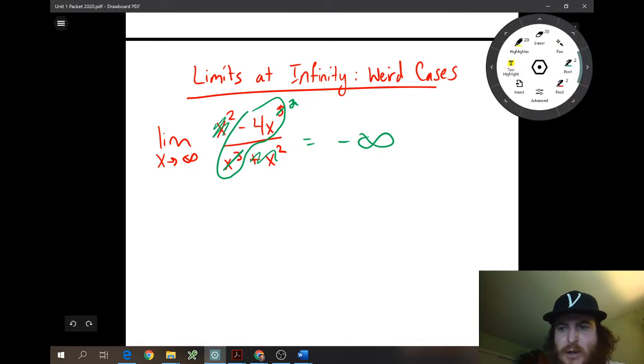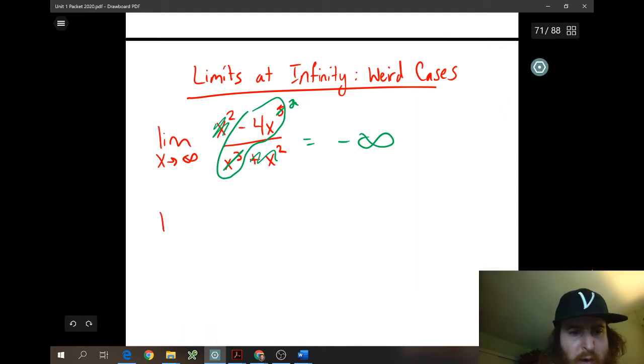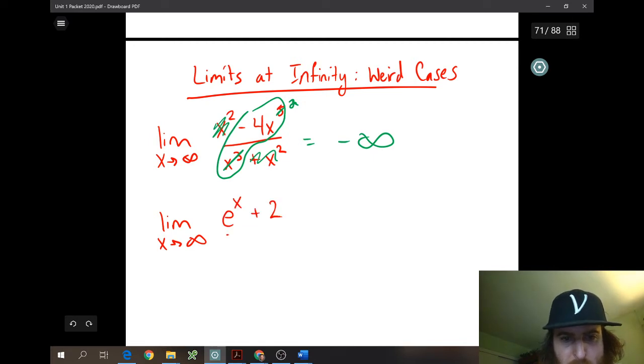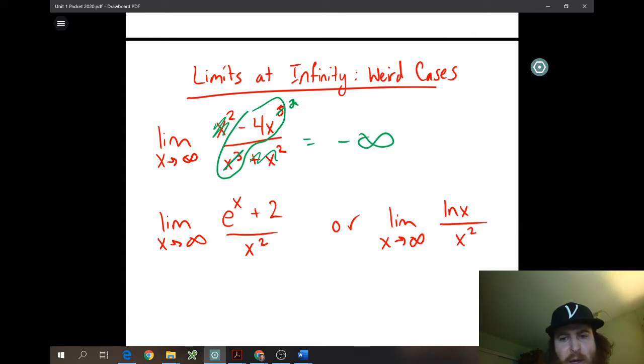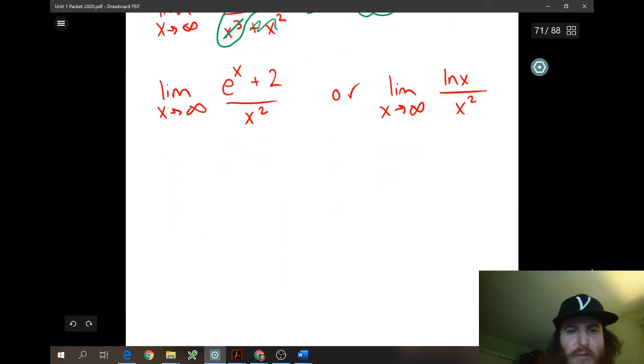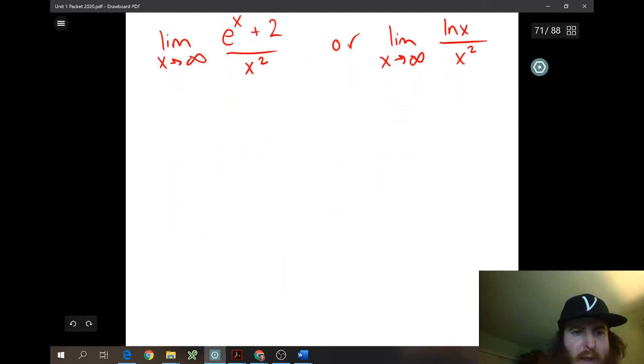What the weird cases are going to be is when we don't have polynomials. Maybe we have something like the limit as x approaches infinity of e to the x plus 2 over x squared. Or maybe we have something like the limit as x approaches infinity of ln of x over x squared. And so these are kind of more nuanced examples. So the pattern is going to remain the same. And that pattern was this table that we had copied down.